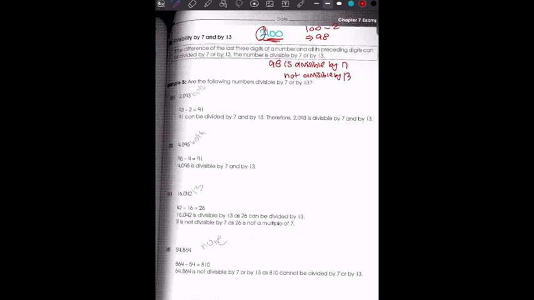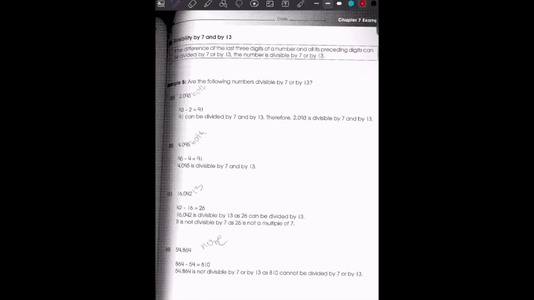So basically that is how you solve for whether a number is divisible by 7 or 13. You look at the last three digits and compare the difference with the last three digits and any preceding numbers. So we'll do some more practice using example problems. And so we have example 5 to check whether numbers are divisible by 7 or 13.